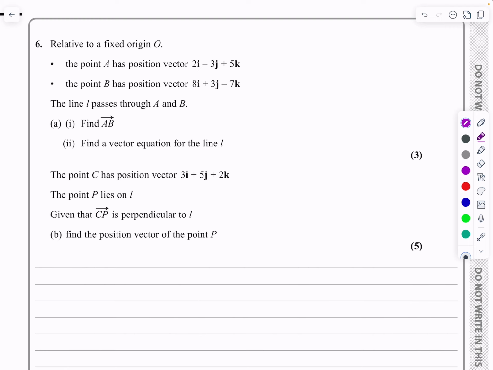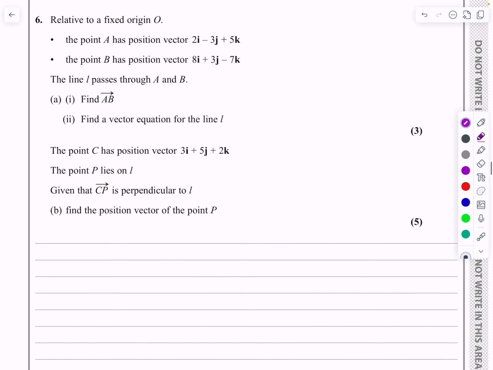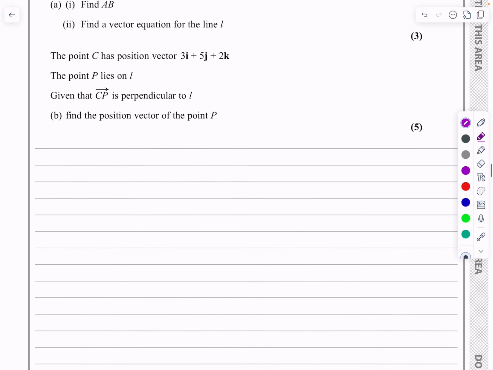So it says we've got point A, which is 2i minus 3j plus 5k. We've got point B, which is 8i plus 3j minus 7k. And it says L passes through A and B. Can we find the vector AB? Then can we find the vector equation of the line L, which passes through them? Yep, we can actually do that.